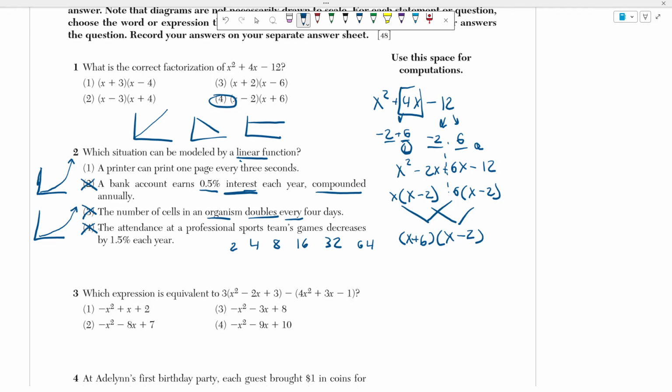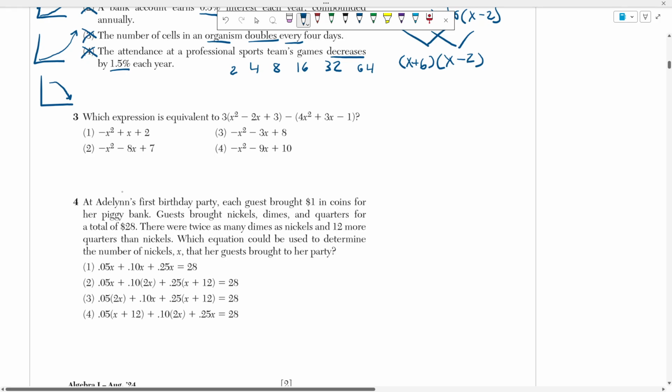And number 4 says the attendance of a professional sports team game decreases by 1.5% each year. Whenever you're dealing with percents and decrease, that is going to be decay, so this is going to exponentially decay every year. The only one that is linear is the printer problem, because the printer is always going to print 1 page every 3 seconds. The amount of pages that it prints is never going to change because the rate is the same. You're not doubling it. There's no percentage involved. It's going to be linear.